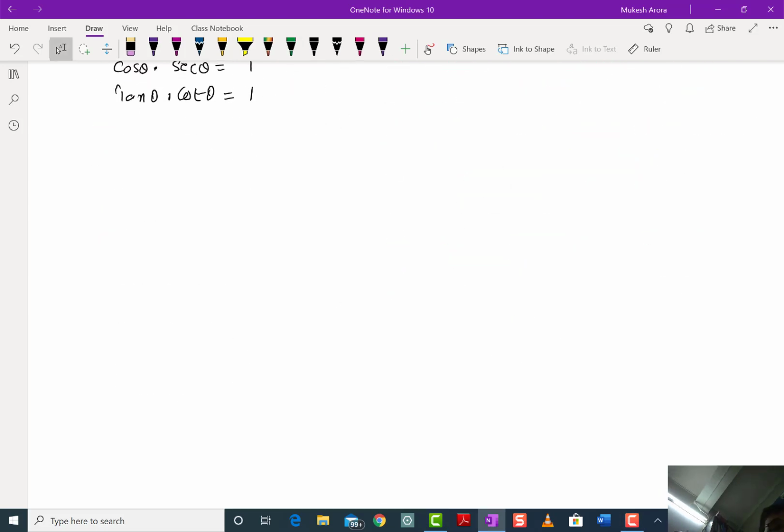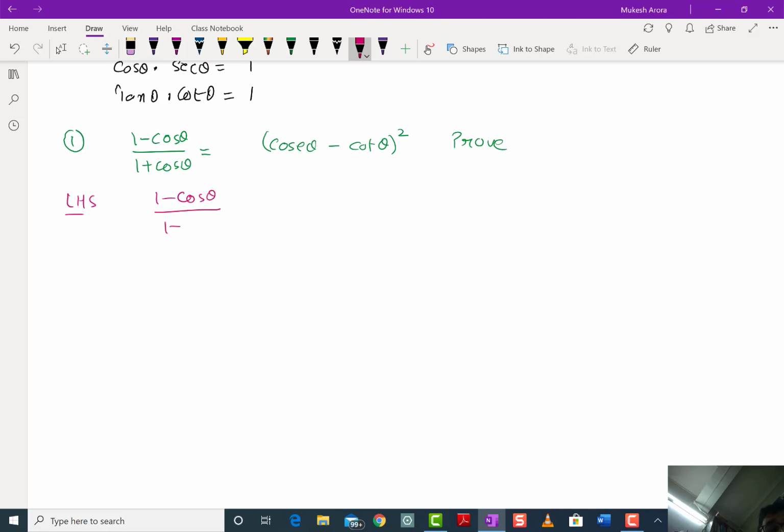Now we have the first sum: square root of 1 minus cos theta upon 1 plus cos theta is equal to secant theta minus cot theta, raised to the power, prove. As I said, we'll take left hand side or right hand side. Now we'll go for the rules.